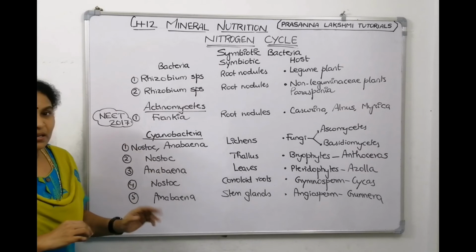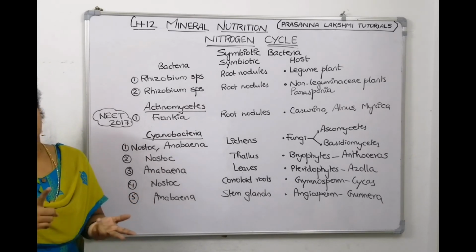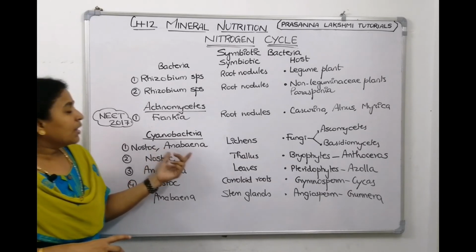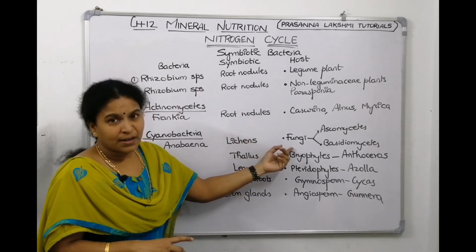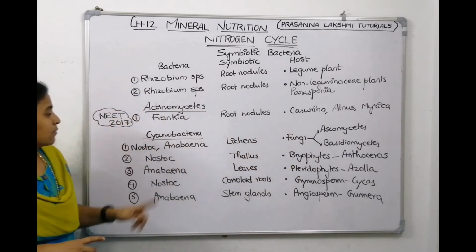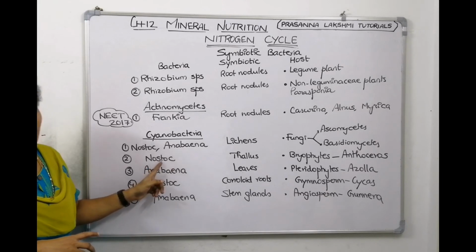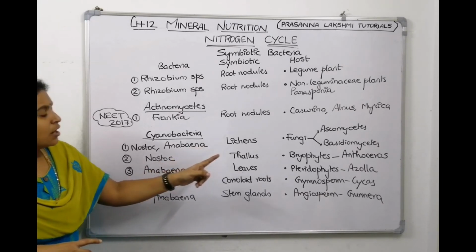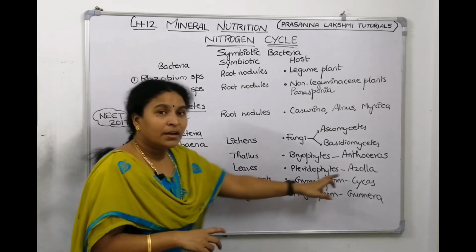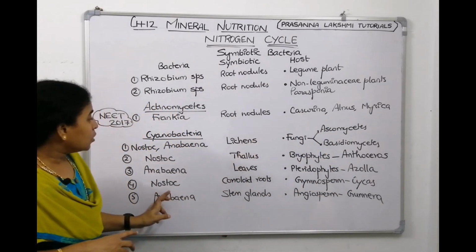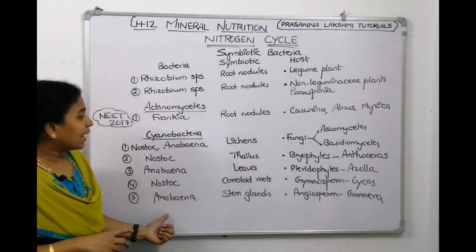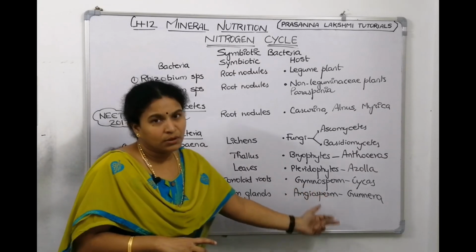Now under cyanobacteria, two members only, sometimes Nostoc, sometimes Anabaena. The Nostoc and Anabaena are algae. They make lichen associations with the fungi belonging to the class Ascomycetes and Basidiomycetes. The next one, the cyanobacterium Nostoc with a bryophyte called Anthoceros. Next one is Anabaena with a pteridophyte called Azolla. Next one is Nostoc with a gymnosperm called Cycas. Next one is Anabaena with an angiosperm called Gunnera.